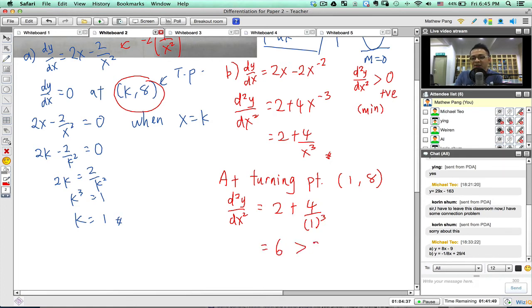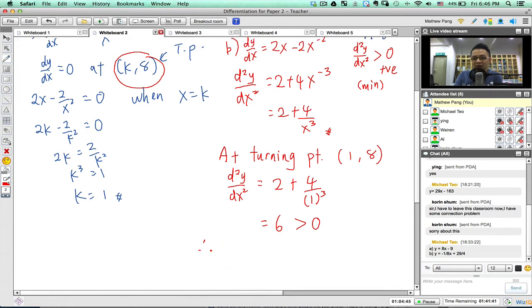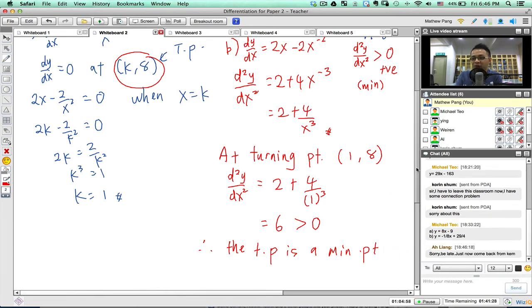6 is bigger than 0. So is it bigger than 0? I say bigger than 0, you will got minimum. Therefore, the turning point is a minimum point. Alright, everything in short form, but in the exam, make sure you write in the full form.